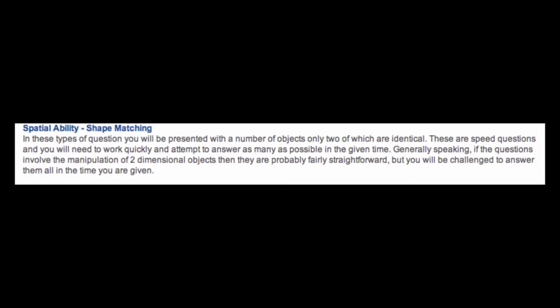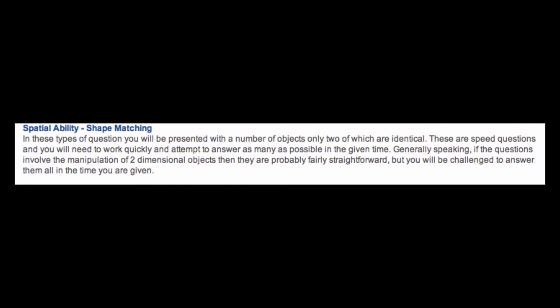Spatial ability tests often involve the visual assembly of objects that have been rotated or which are viewed from different angles, or objects that have different markings on their surfaces. Spatial ability, shape matching. In these types of questions you will be presented with a number of objects, only 2 of which are identical. These are speed questions and you will need to work quickly and attempt to answer as many as possible in a given time.